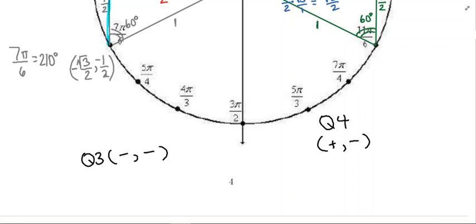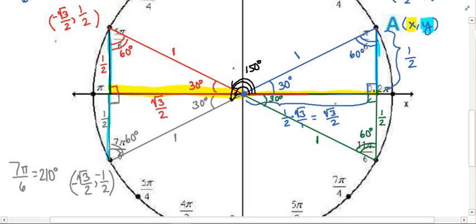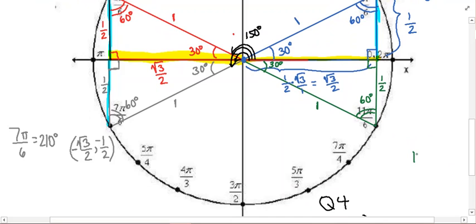All right. Lastly, we'll do this green triangle. This is the triangle that was drawn for 11 pi over 6. So if you're thinking in terms of 11 pi over 6, that is equivalent to 300 degrees. Oh, let me put this right here. Let me move it so I have some room. So 11 pi over 6 is 300 degrees.